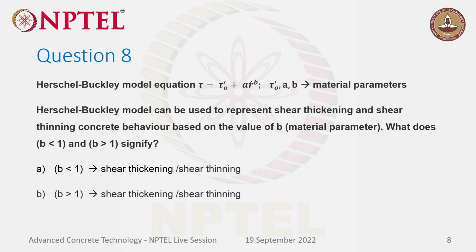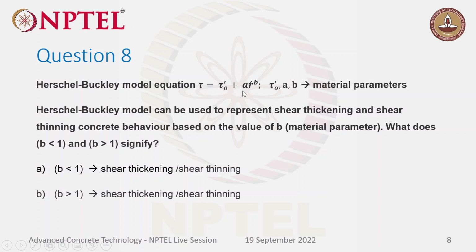Coming to question 8. I've launched this question in polls as well, as question 8A and question 8B. Let me read the question. The Herschel-Bulkley model equation is given here: tau equals tau naught dash plus A gamma dot power B, where tau is the shear stress. Tau naught dash, A and B are material parameters.